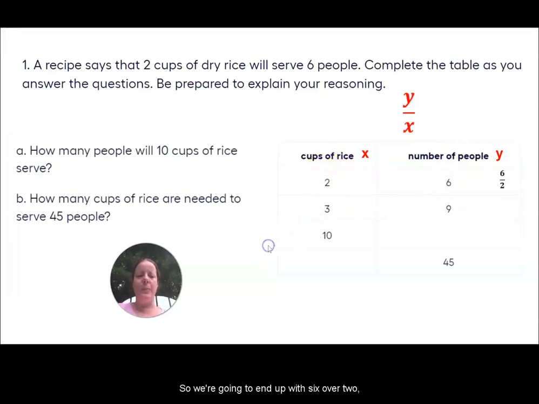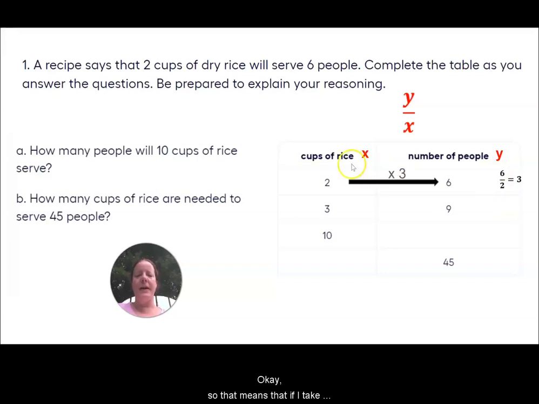So we're going to end up with 6 over 2, or 6 divided by 2. In our calculator, we get 3. Okay, so that means that if I take 2 cups of rice and I multiply it by 3, I'm going to be able to serve 6 people. Well, now that we have this number, we can use it on the next row, because I have 3 in the x column. I'm going to multiply 3 times 3, which equals 9. Your answer should be in the y column.